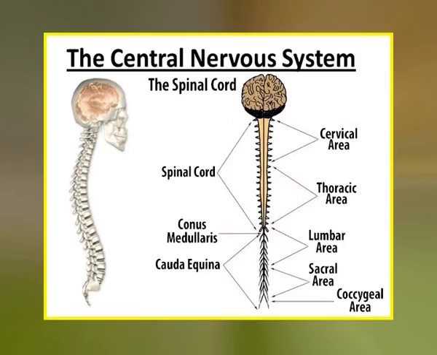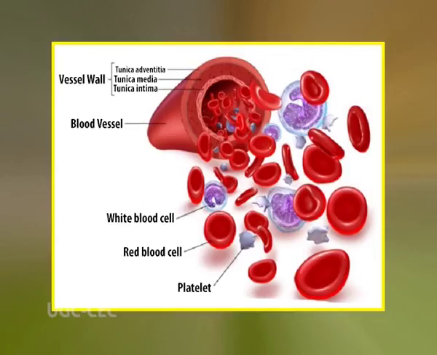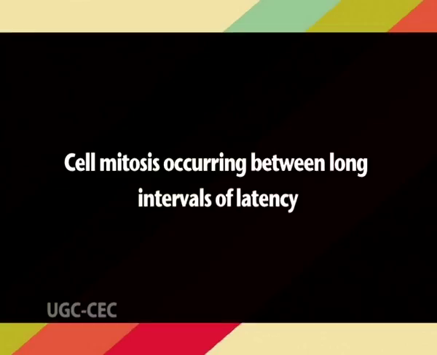Fourth, central nervous system effects. As a whole, the central nervous system of the adult human and animals is extremely resistant to the effects of radiation. In contrast to the rapidly dividing cells of the gastrointestinal and hematopoietic systems, the central nervous system has a relatively static population of cells, with cell mitosis occurring between long intervals of latency. This allows cells to be resistant to much larger doses of radiation because the cells have much more time to repair themselves before they multiply.